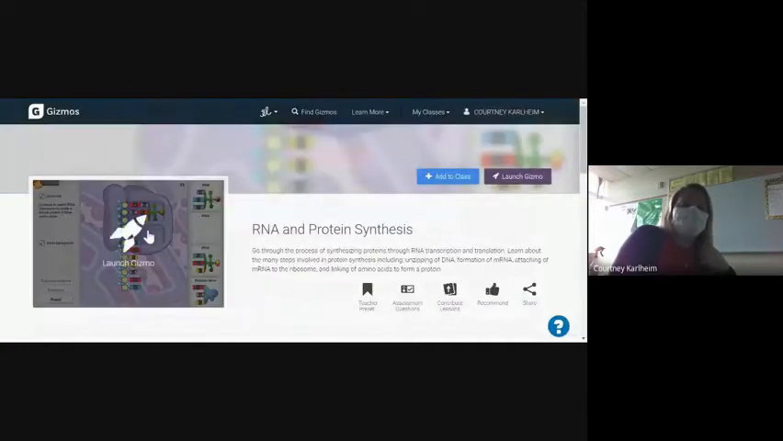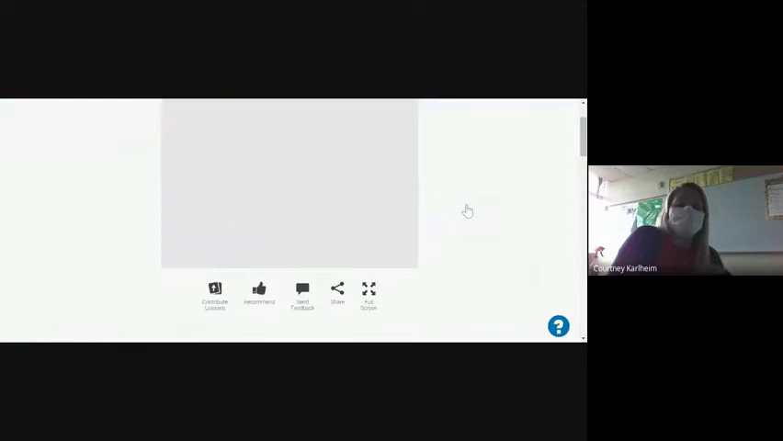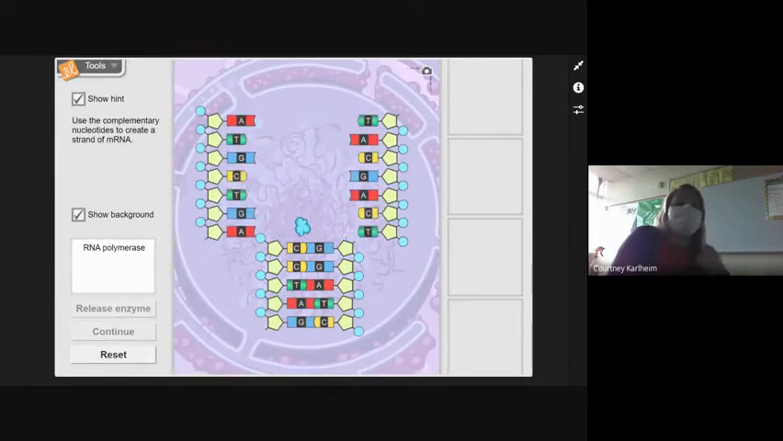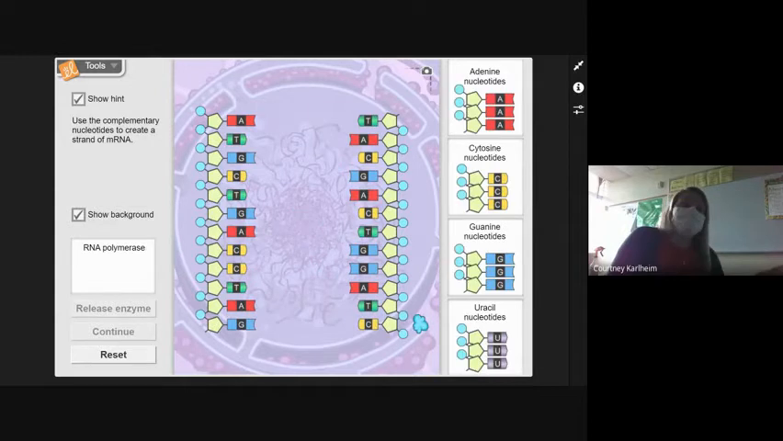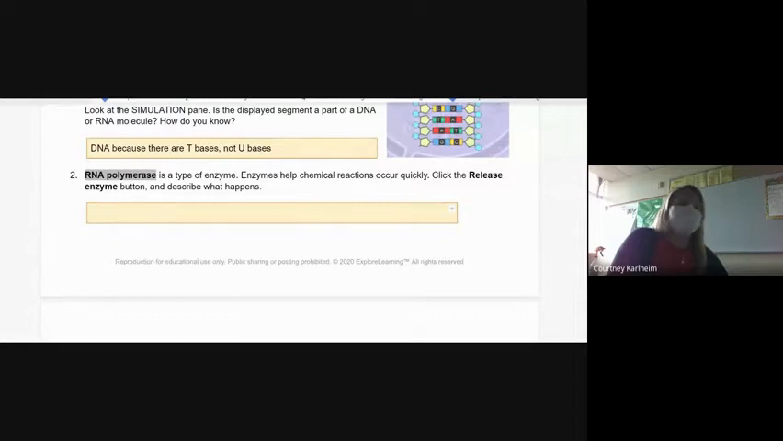So here I am in Gizmo. I already went to ClassLink and opened it up. Full screen, here is my RNA polymerase. I'm going to click release. And what happens? It splits, or it gets separated. So for number 2, you can just say it splits apart, it gets separated.